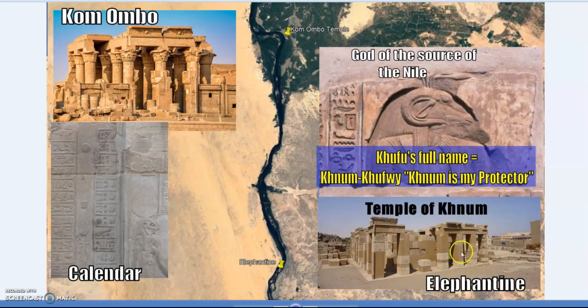So back to Elephantine, Khufu's full name is Khnum Khufwey. So Khnum is my protector. That's Khufu's full name.